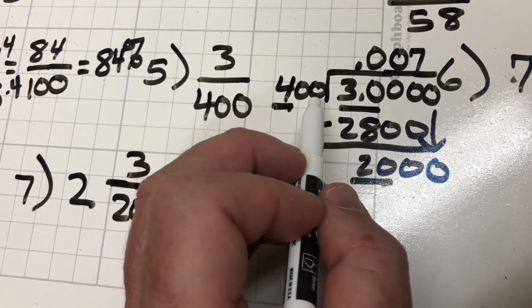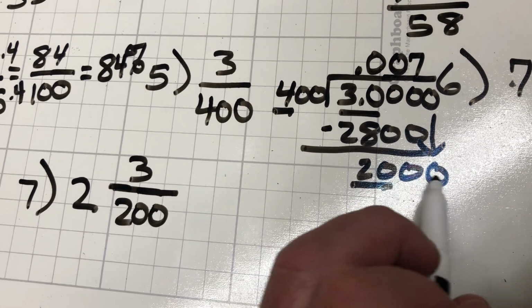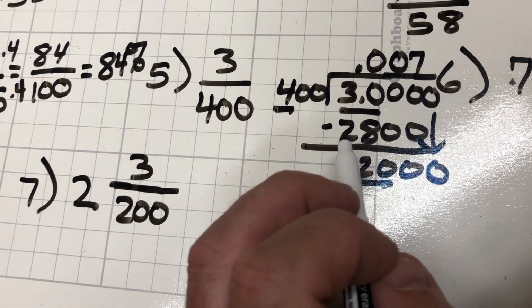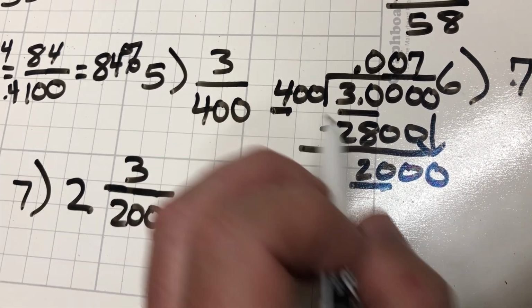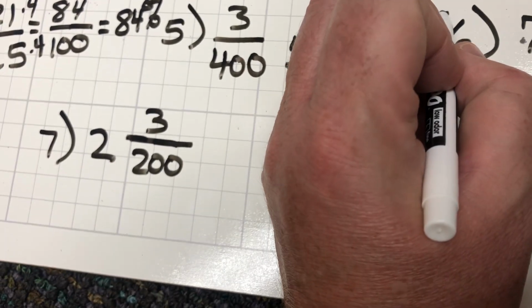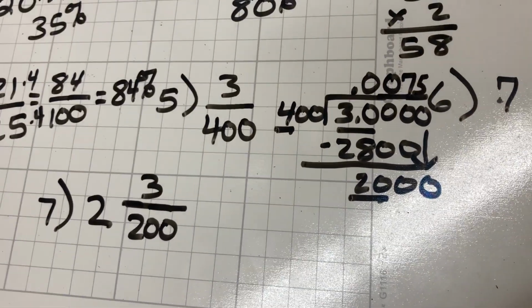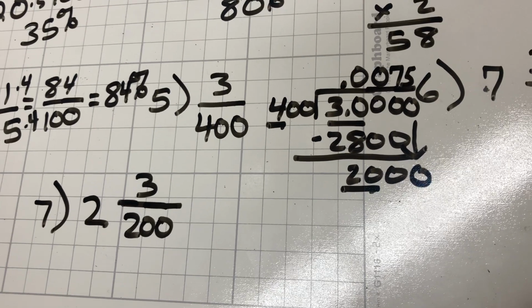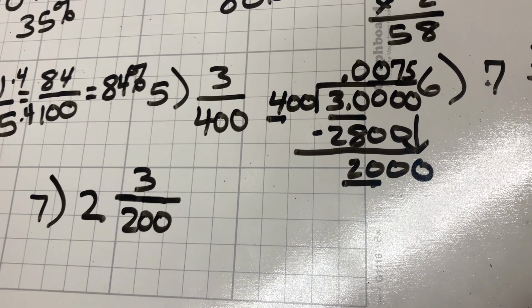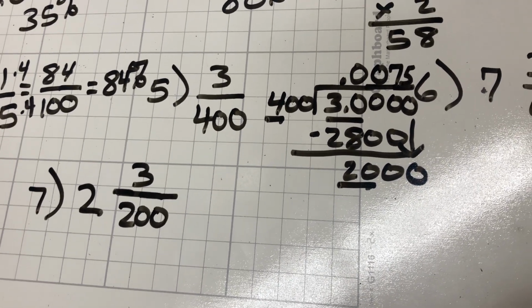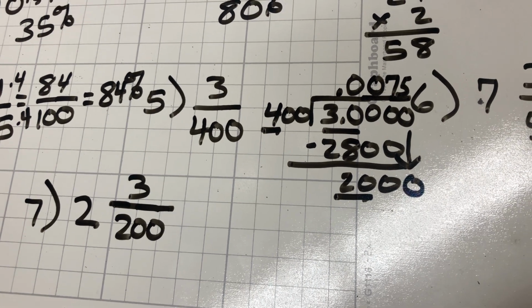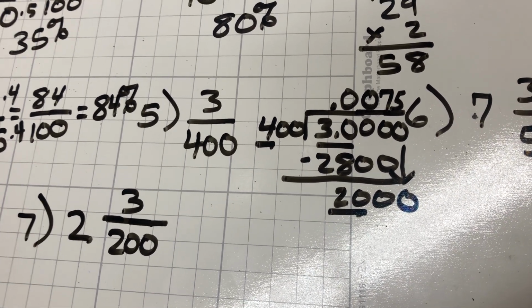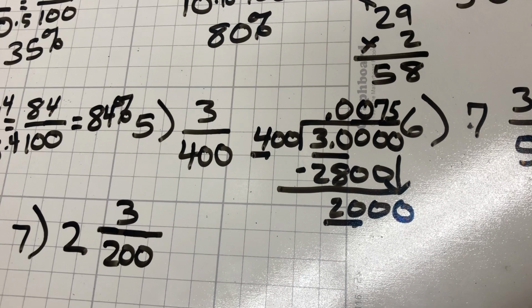If I were to cross off those two zeros there, and cross off those two zeros there, I would just end up with 5. 400 can go into 2,000 5 times. So I end up with 0.0075.